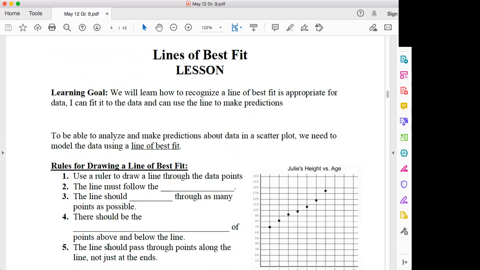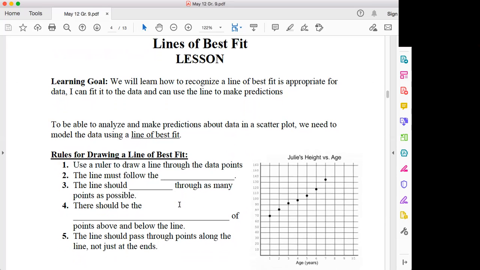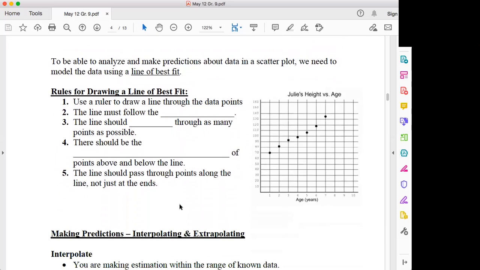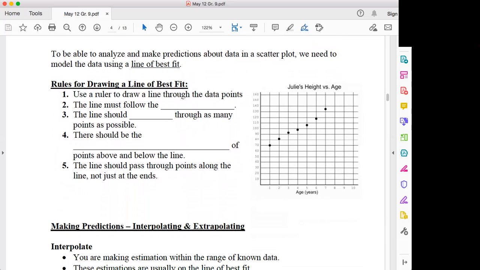And then finally, we've got our lesson on the line of best fit. So you do need a ruler for this, or a line if you're doing it on a computer, the option of making a straight line.